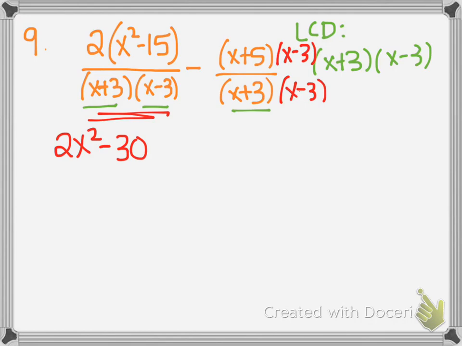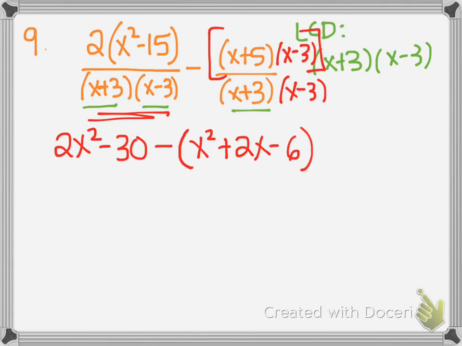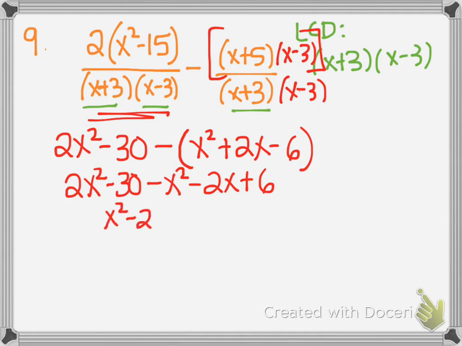And then I'm going to keep this a negative, but I have to put parentheses because it's technically minus this whole numerator. And we need to distribute or FOIL this. So we have x squared plus 5x minus 3x, so we have plus 2x, and then minus 6. This is going to simplify 2x squared minus 30 minus x squared minus 2x plus 6. And one more time, adding like terms now, we have x squared minus 2x minus 24.